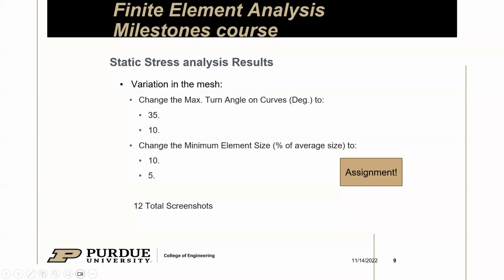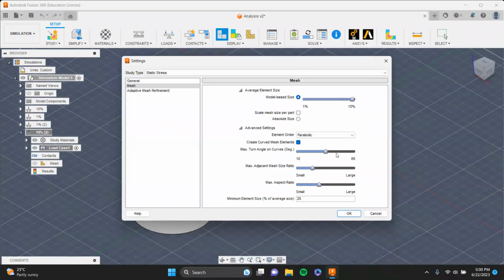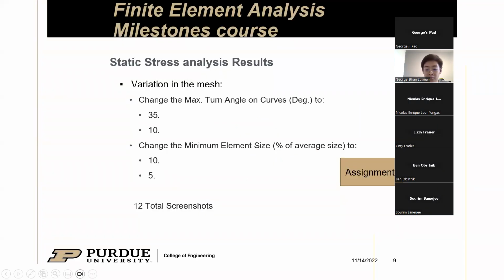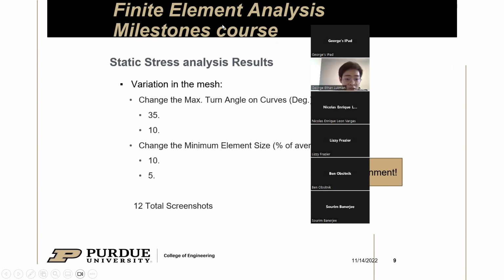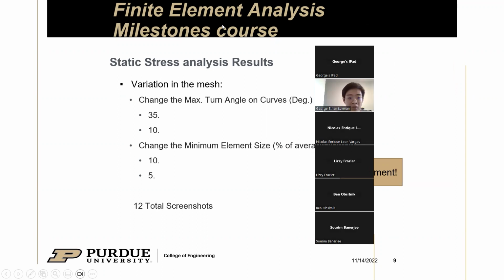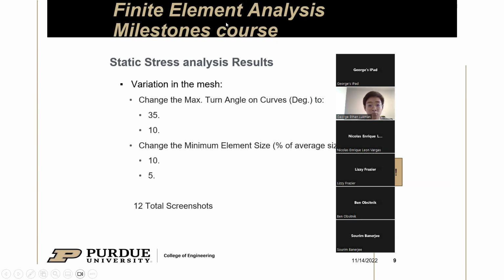Same thing, I'm gonna ask you guys to change the minimum element size to 10%. Your max turn angle should be 60, and just change your minimum element size to 10. That's it. Okay. Does that make sense? If you guys have no questions, I'll give you another 2 minutes maybe to duplicate your studies and change your mesh settings as required. And then if you wanna solve them simultaneously, you can. But we have a lot more to go through today.